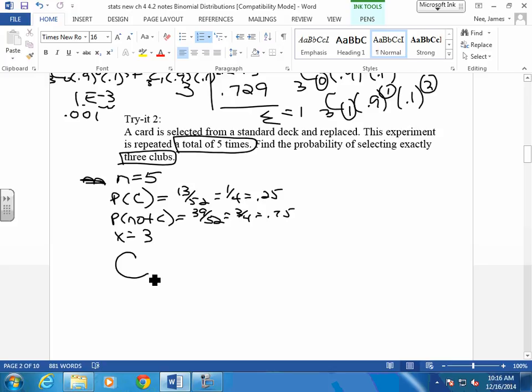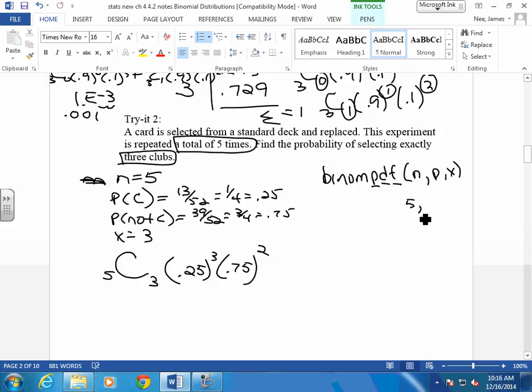So if you're doing your combination, the Bernoulli's theory, you have 5 to choose from. You want 3. Your probability of success, you want 3. Your probability of failure, you want what's left? 2. Now, if you're doing your binomial PDF, make sure you have the PDF one. Probability distribution function. Remember, it's in order. N, P, X. 5. Probability of success, 3. And then you hit enter.